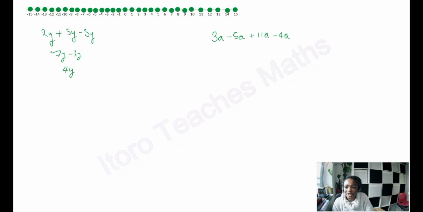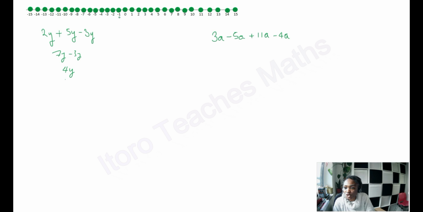So again, you can think of y's as oranges. So if you have two oranges, you add 5 oranges, then you take away 3 oranges from that, you end up with 4 oranges. And we can do this with the number line as I showed before. Remember, in the number line, when we are adding, we hop to the right. When we're subtracting, we hop to the left.